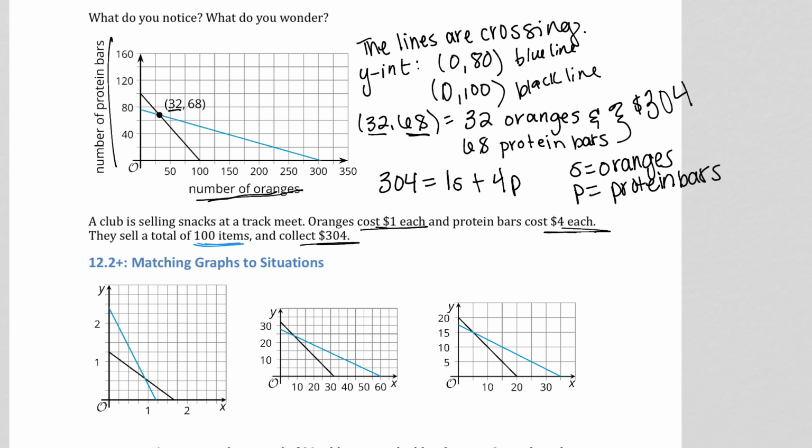What does it mean whenever we have a total of 100 items? Everything's added together. And what are the things I'm selling? Okay, so we could say 100 equals S plus P. There are my two equations. Which equation represents the black line on the graph? Is it the black equation or the blue one?